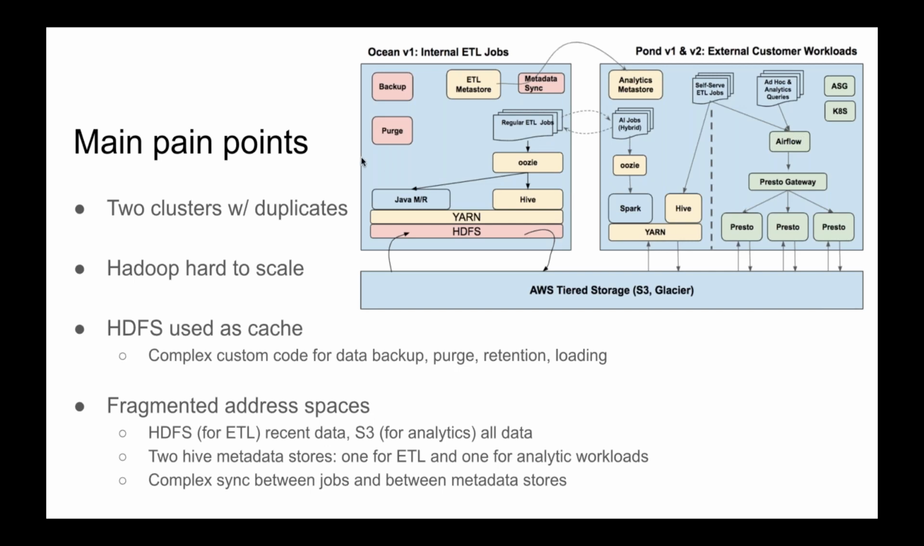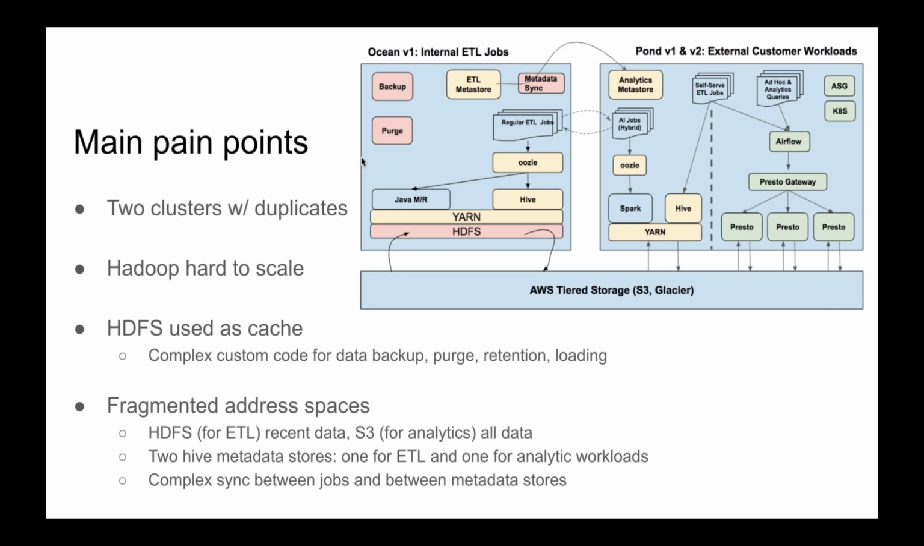Another pain point is Hadoop is very difficult to scale. It was not designed to scale at the speed we need. We have to do this multiple times a day, a week. I have to do this frequently and very quickly. But Hadoop wasn't designed to do that. One reason is HDFS is used as cache here. We are using HDFS to hide the speed variance in S3.